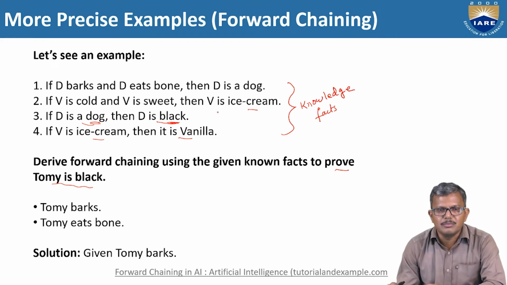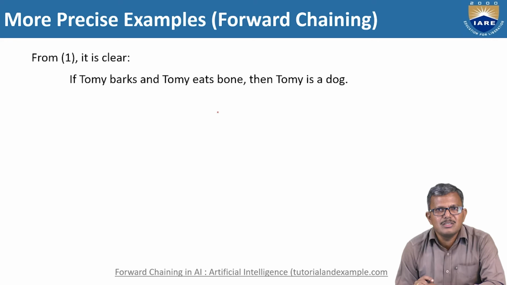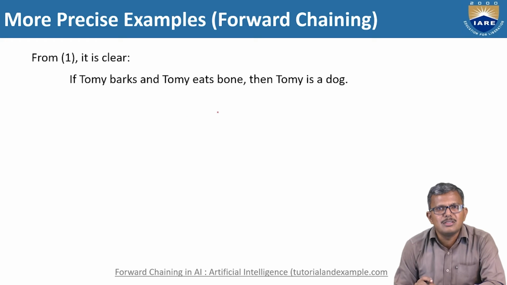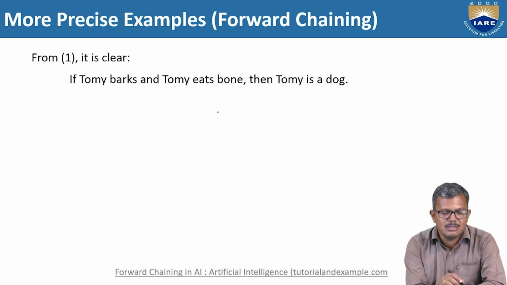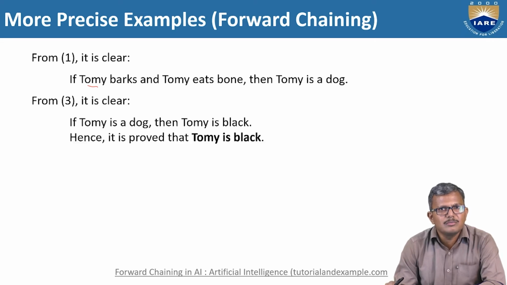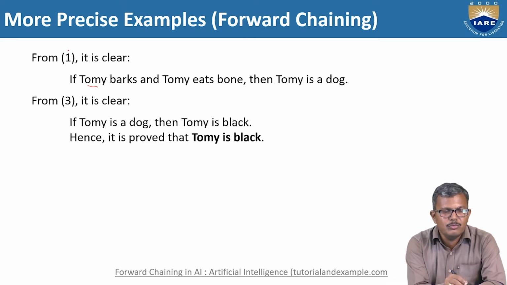Okay. So how will it be used? From the first statement, if D barks and D eats bone, then D is a dog. With this statement, I can generate some new inferences. If Tommy barks and Tommy eats bone, then Tommy is a dog. So what I have done is, in place of D, I used Tommy. I just replaced the variable D with Tommy. So if Tommy barks and Tommy eats bone, then I can say that Tommy is a dog. That is through equation number 1.